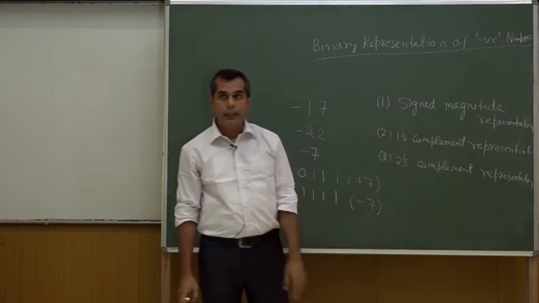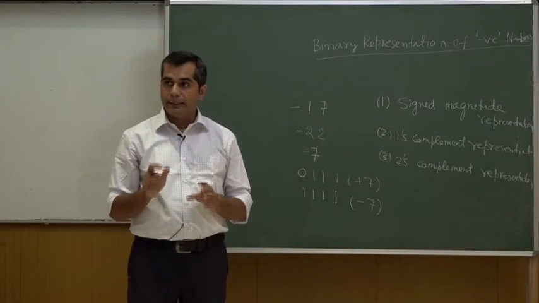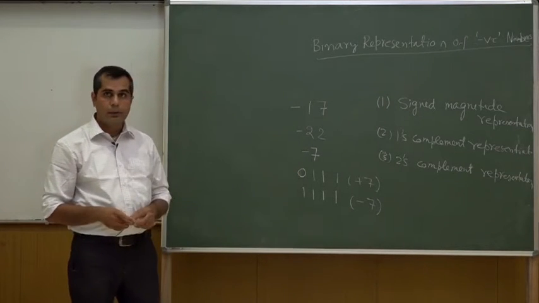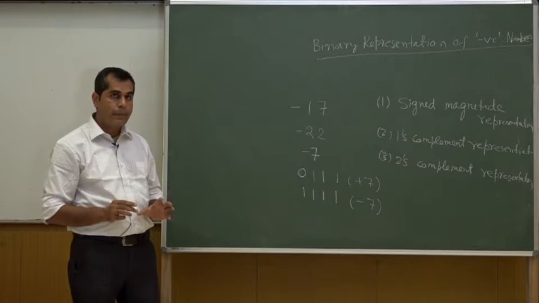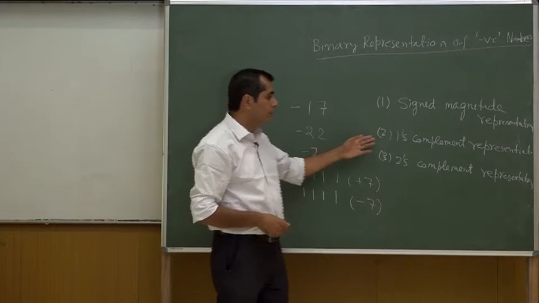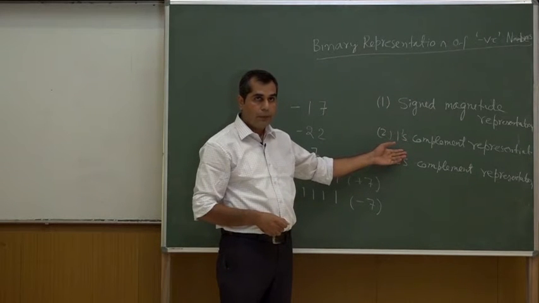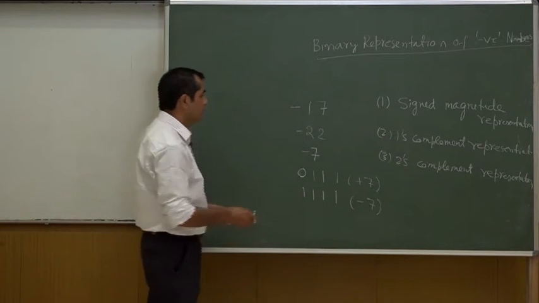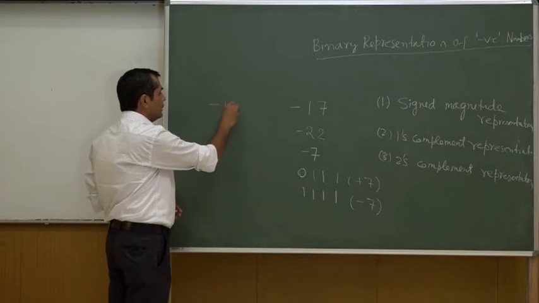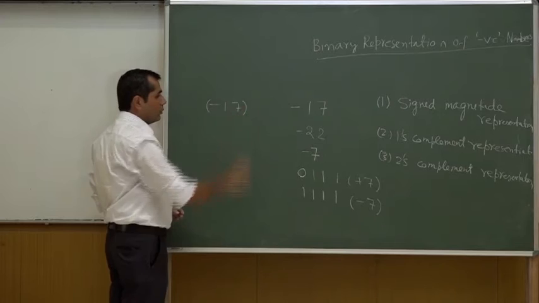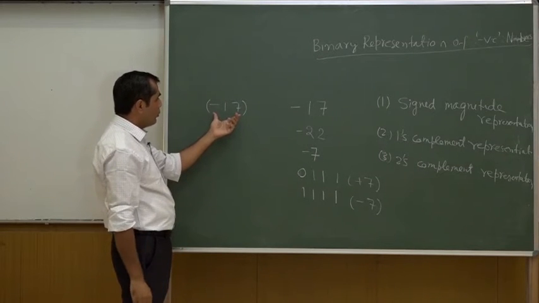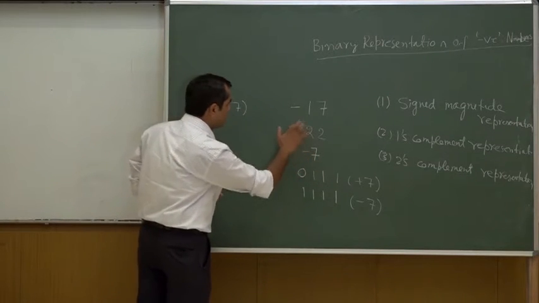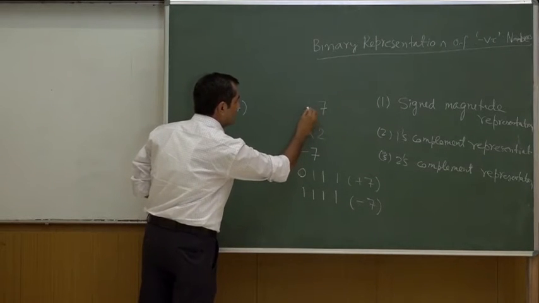But you see that the problem with this scheme is we need one additional bit to represent the sign for that particular number. Is it clear? The one's complement is also used to represent a negative number. For example, if I have to represent minus 17 in one's complement, let us take another example, let us take minus 7, because we have already done that.